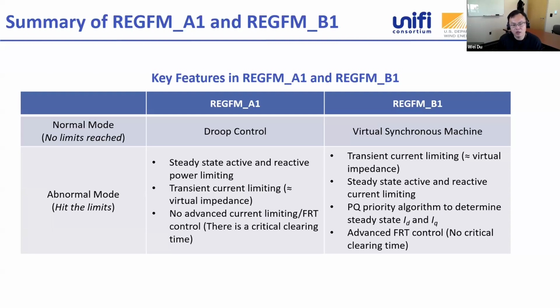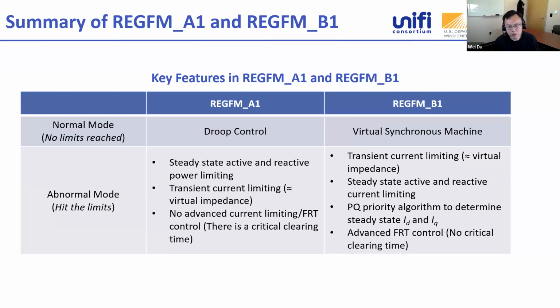For the REGFM A1 model, we have a steady state active and reactive power limiting control. We have a transient current limiting control, which is equivalent to a virtual impedance control. This is a well-published approach in the literature. But we also mentioned that there is no advanced fault ride-through control. So that means there is a critical clearing time there. You can do the typical faults, but for long-term faults, it will have a critical clearing time.